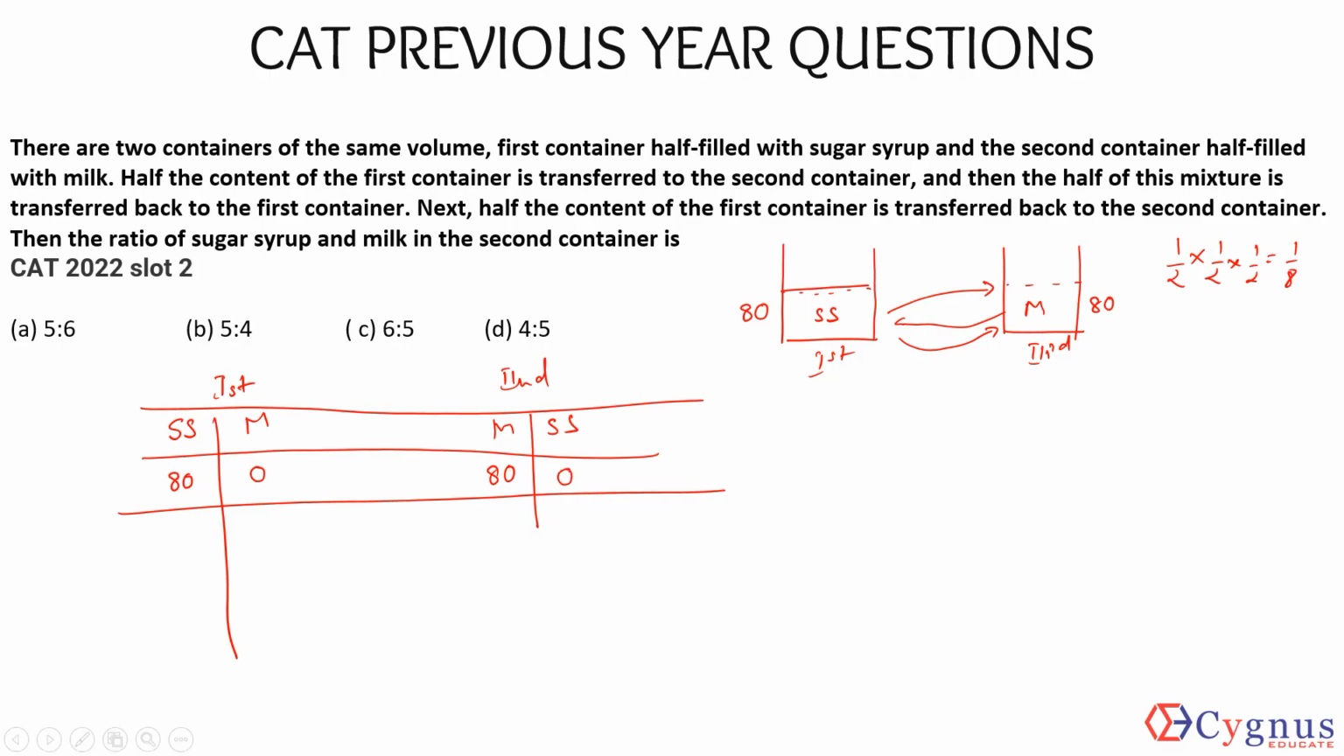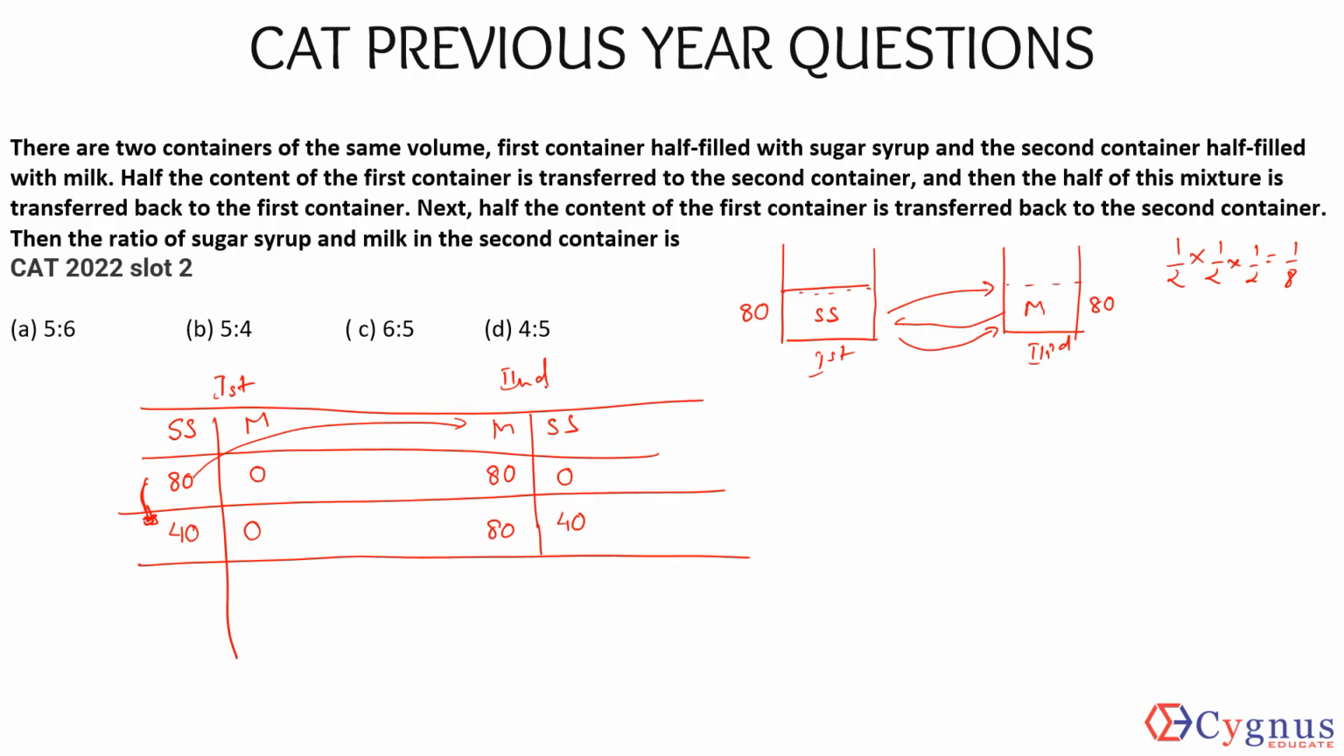What happened? The first container half filled with sugar syrup and the second container half filled with milk. Half the content of the first container is transferred to the second container. So I'm going to transfer half of this here. That means after the first transfer, I'll be left with 40 liters of sugar syrup, 0 of milk in the first container, while the second container will have 80 liters of milk and 40 liters of sugar syrup. This will happen after the first transfer. Yes or no?